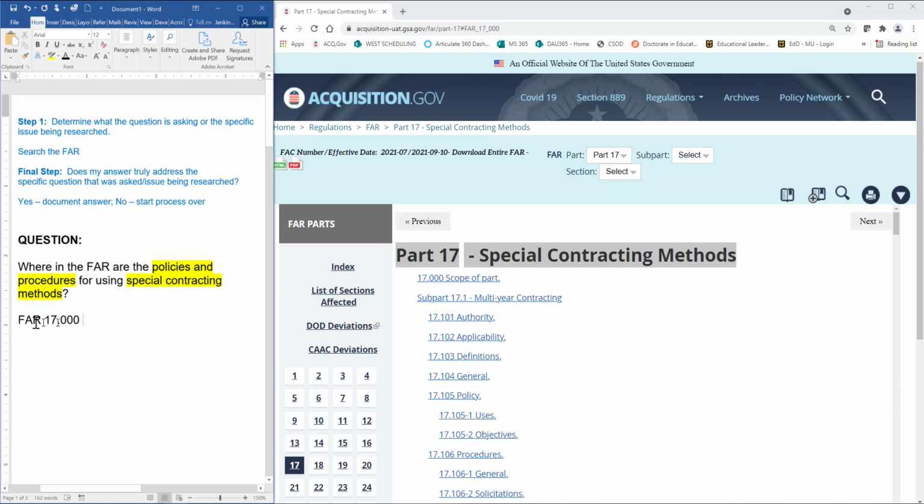And so when I do that, I cite, let's put it correctly in here, FAR part 17. And I'm going to strike that out because that was my first response, but it did not truly answer the specific question that was being asked or being researched. And so FAR part 17 looks like that truly answers what I'm looking for.